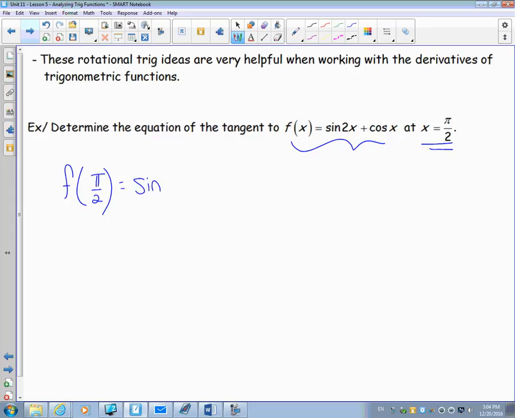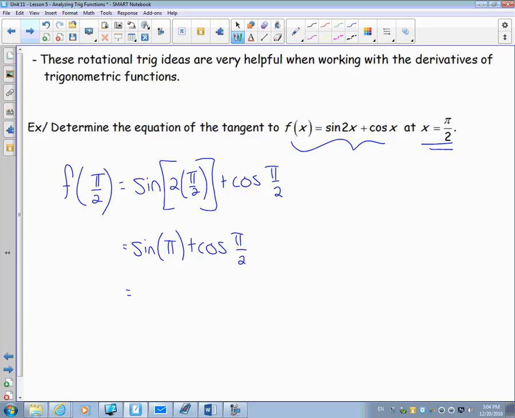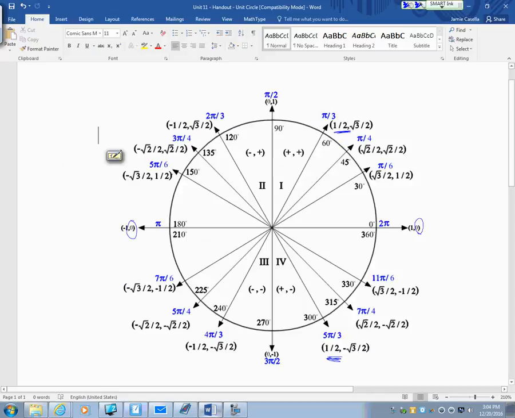So we have the sine of 2 times pi over 2 plus cos of pi over 2, which in other words is just the sine of pi plus the cos of pi over 2. Let's look those numbers up on our unit circle. The sine of pi is right here. Sine of pi is the y value, which is 0.